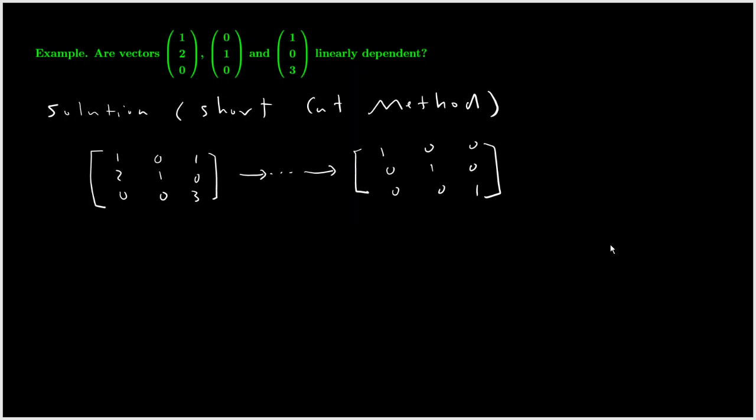So this is the case that every column has a leading 1. There are 3 columns altogether, right? The first column has the leading 1 of row 1. The second column has the leading 1 of row 2. The third column has the leading 1 of row 3. Every column has a leading 1. This is the case the given 3 vectors are linearly independent.